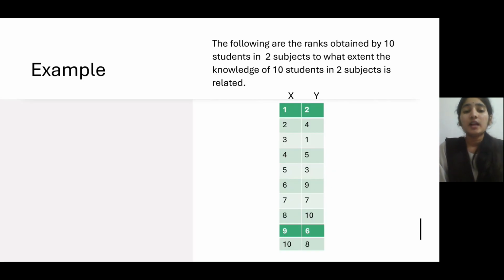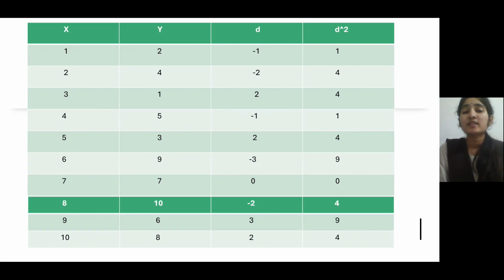Let us see an example. Here, the ranks obtained by 10 students in two subjects are given. To what extent is the knowledge of the 10 students in the two subjects related? Let us find the correlation coefficient for this. If you see here, the given data is in x and y values, right? So to find d, we have to do x minus y. So see this distribution.